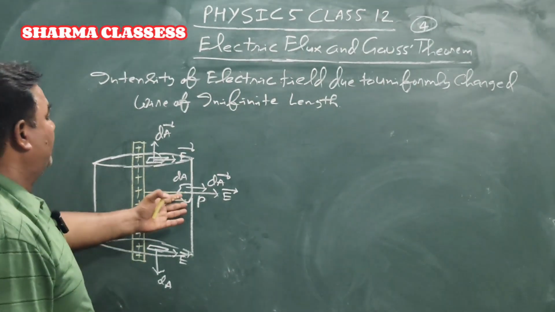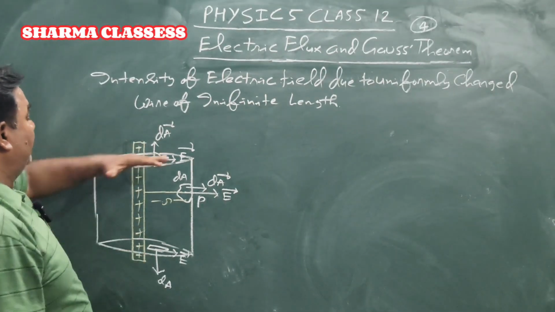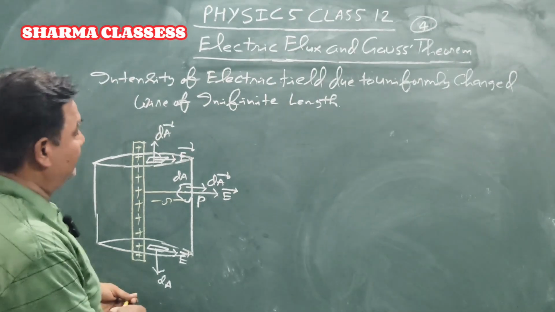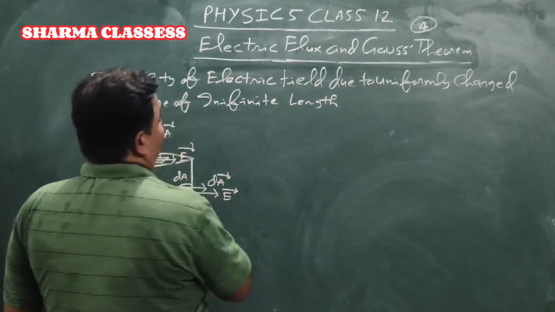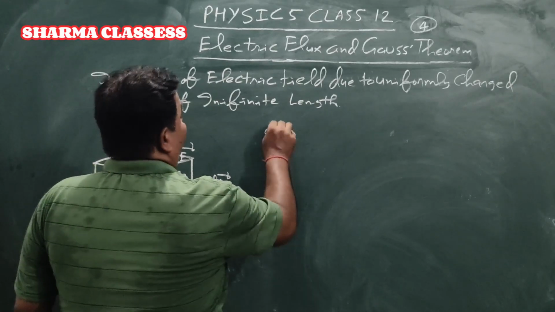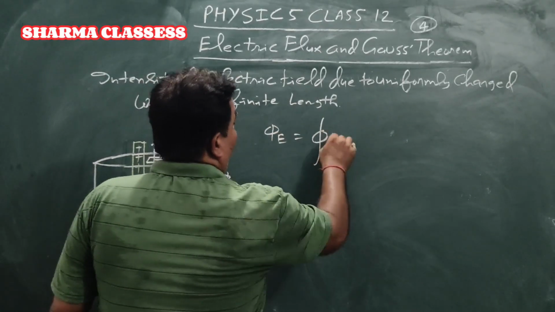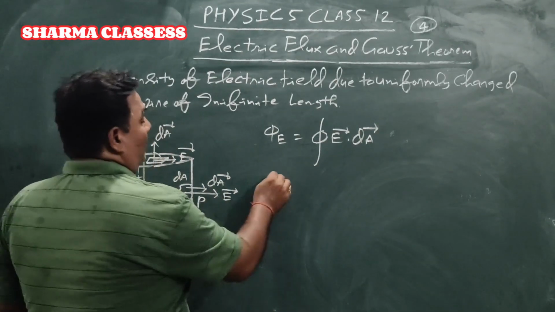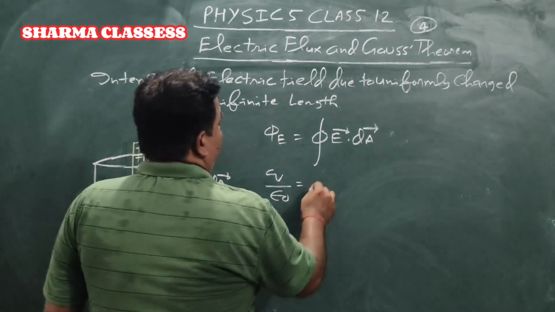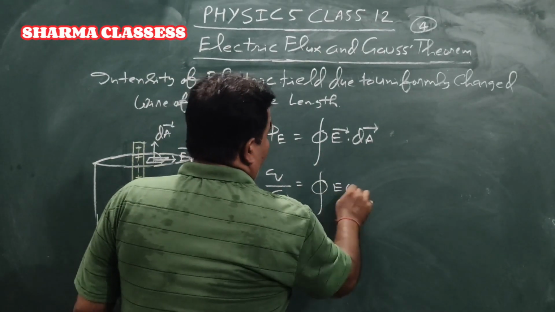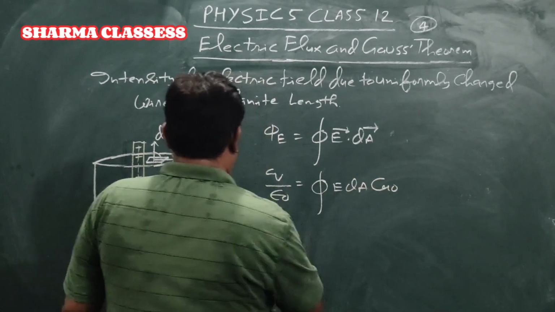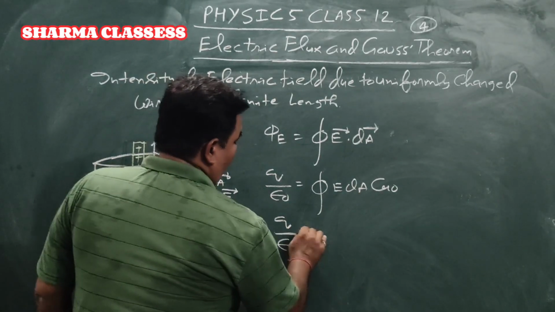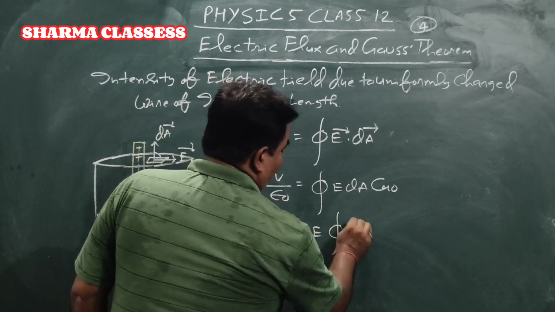Only the curved surface has electric flux passing through it. The electric flux through both cross-section surfaces is 0, because dA and the E vector are perpendicular to each other, and cos 90 is 0. So the net electric flux passing through this closed surface, phi E, is equal to the integration of E dot dA, only over the curved surface, and the value of phi is q upon epsilon naught by the Gauss theorem, you know that. So E dA cos 0 due to the curved surface, and cos 0 is 1.